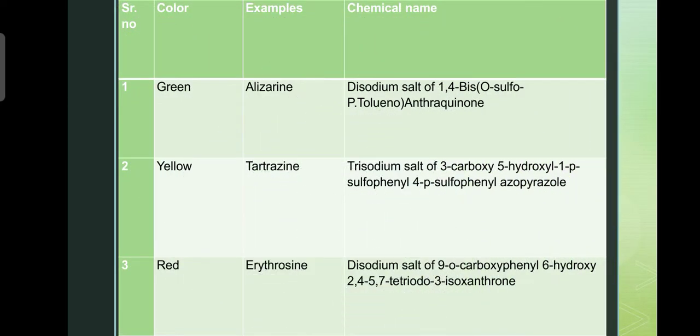In the coal tar, first one is the green, example alizarin, and chemical name is disodium salt of 1,4-bis ortho sulfo para toluino anthraquinone. Second one is the yellow, example is the tartrazine, chemical name is trisodium salt of 3-carboxy 5-hydroxy 1-parasulfophenyl 4-parasulfophenyl azopyrazole. Third one is the red, example is the erythrosine, chemical name is disodium salt of 9-ortho-carboxyphenyl 6-hydroxy 2,4,5,7 tetraiodo 3-isoxanthone.